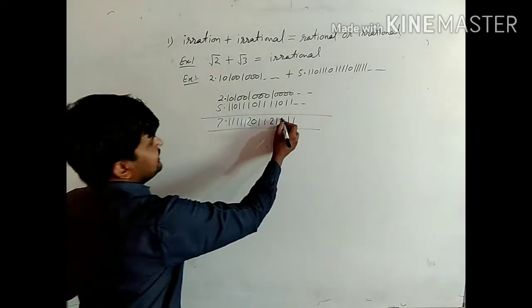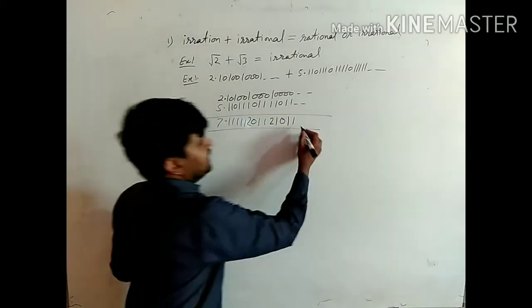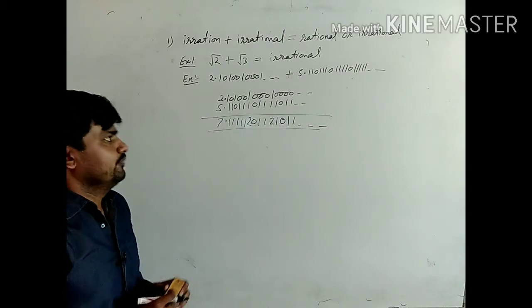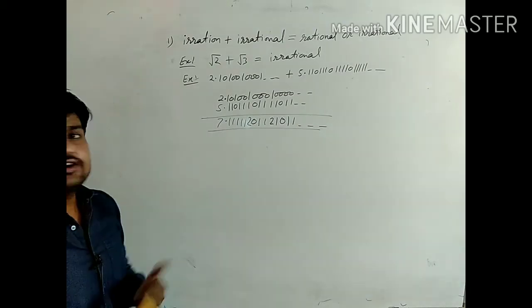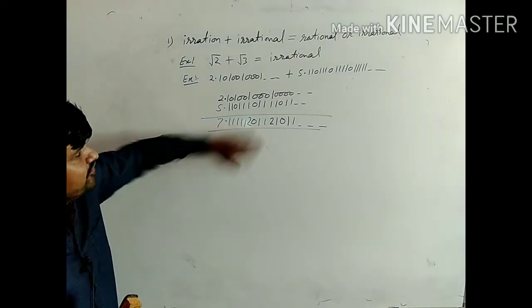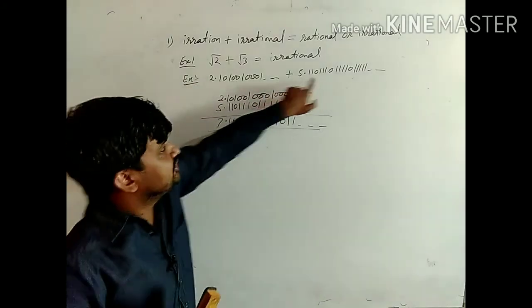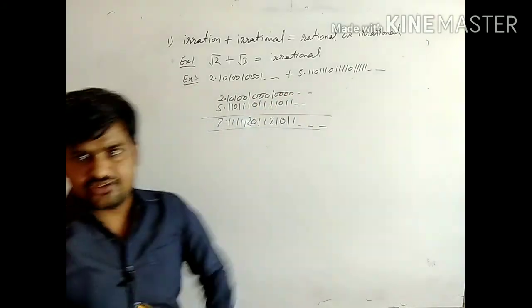So the pattern is non-terminating, non-recurring. So the number is non-terminating, non-recurring. This is irrational. So the result of these two irrational numbers will be irrational.